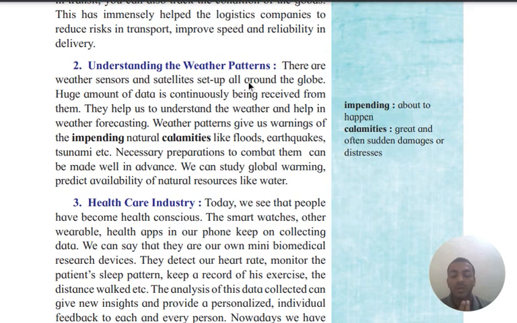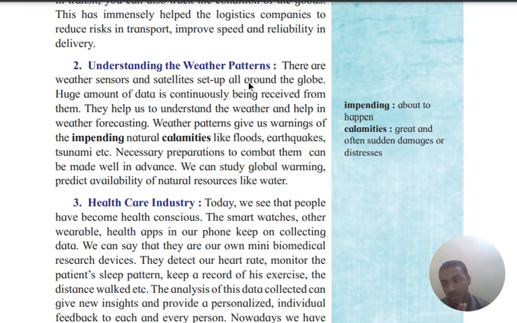Okay, they are giving warning of natural calamity about to happen. Weather patterns give us impending natural calamities; impending is nothing but what is going to happen. With the help of weather patterns we will understand that floods, earthquakes, and tsunamis are going to take place. Necessary preparation to combat them can be made well in advance.